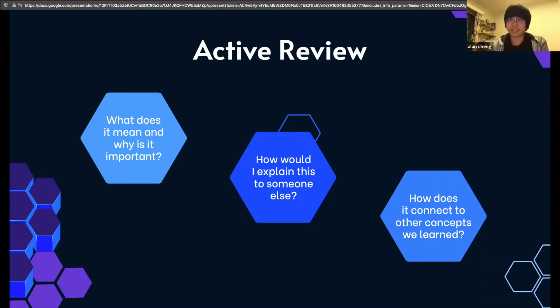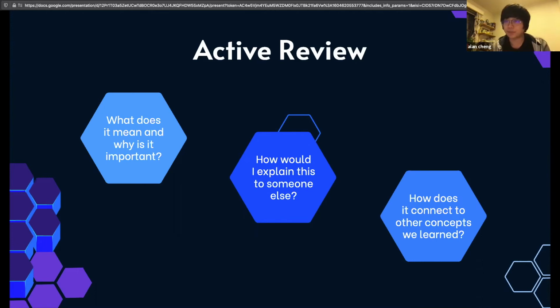Another thing you can do is self-testing, similar to flashcards, but a little bit different. Self-testing could look like this: you identify some keywords in what you're studying, and then see if you can come up with the concepts behind those keywords by yourself.